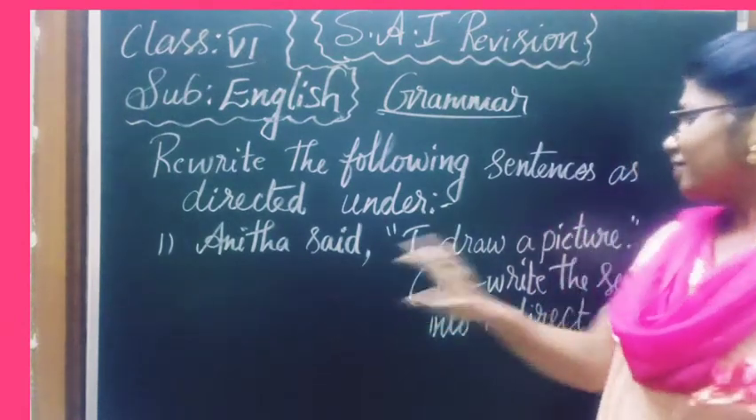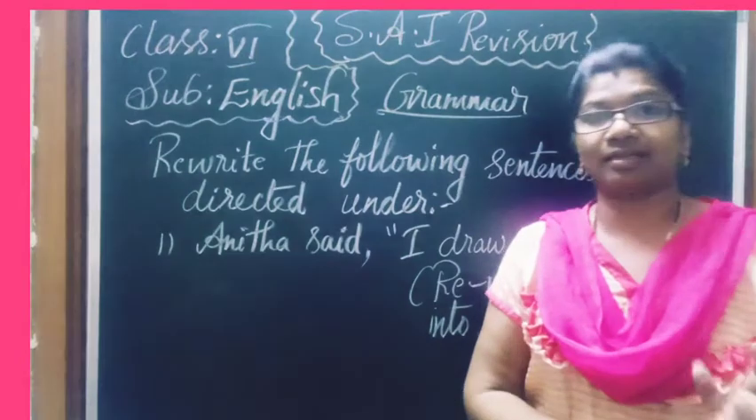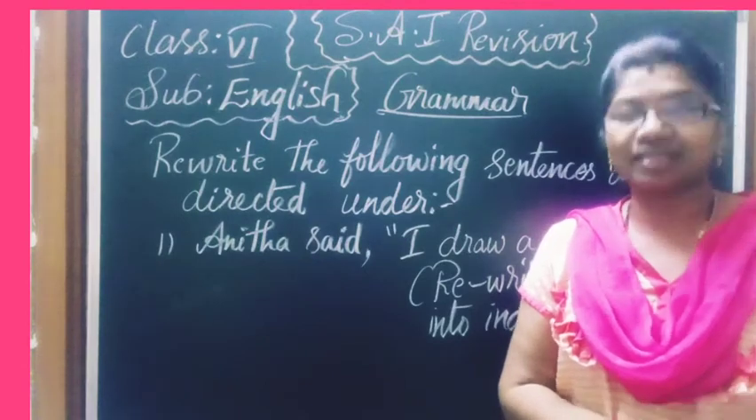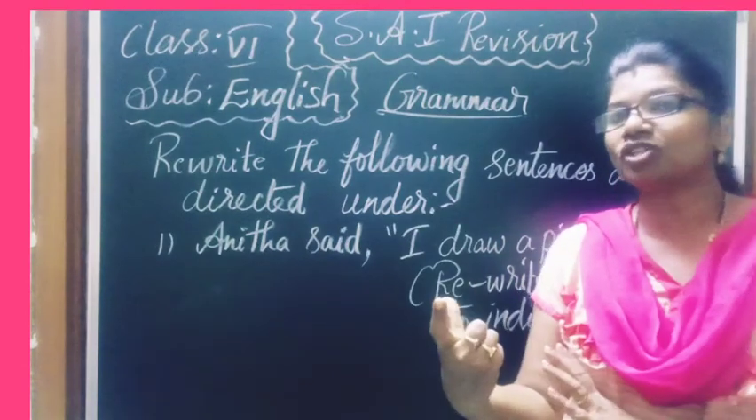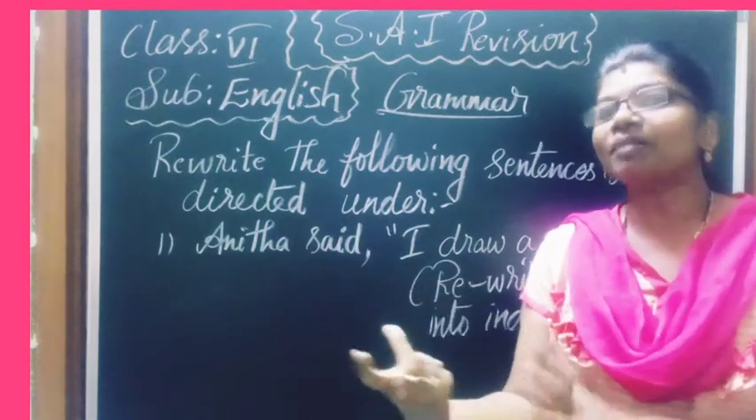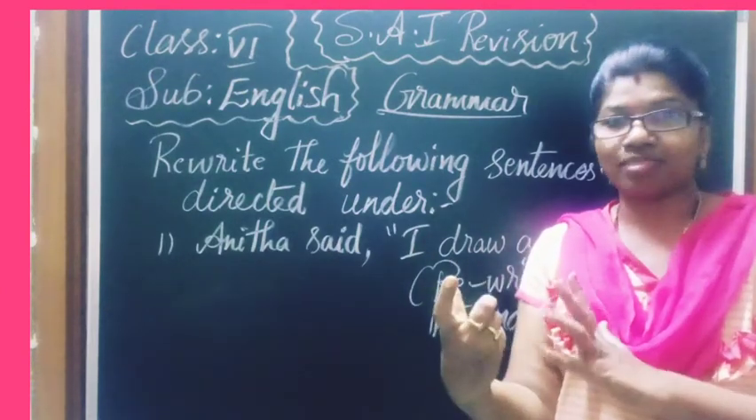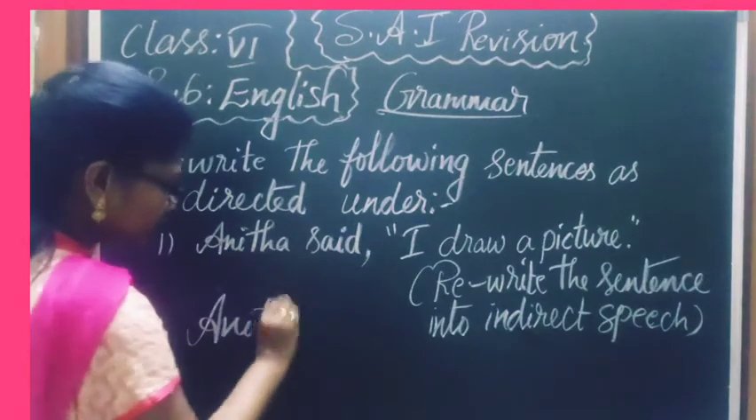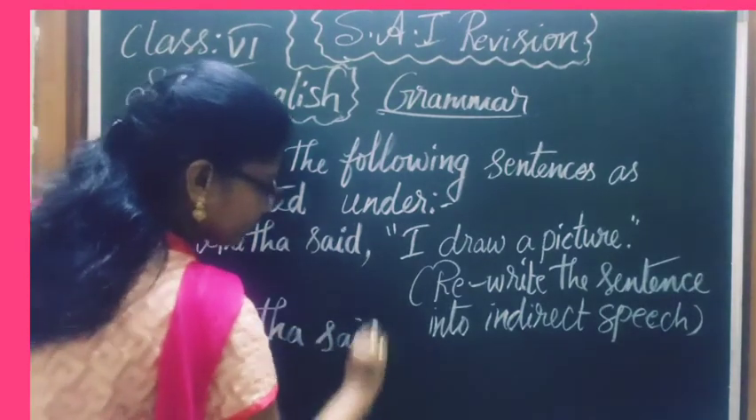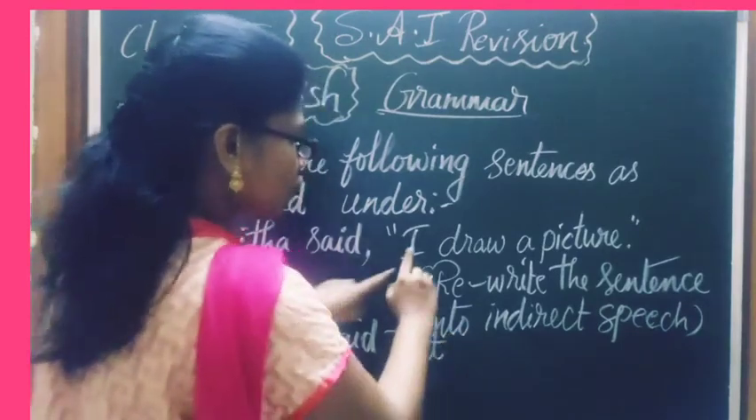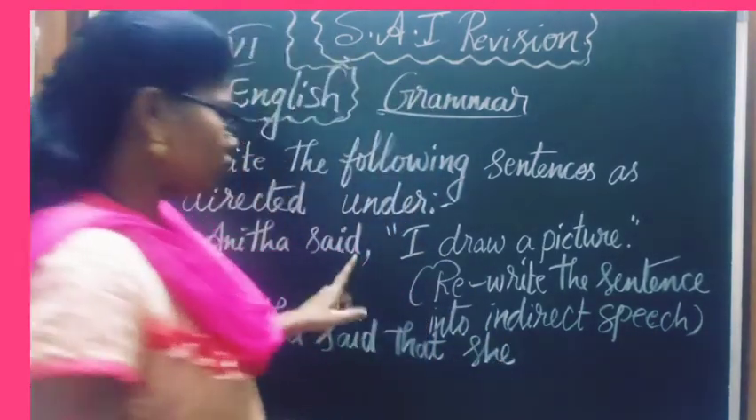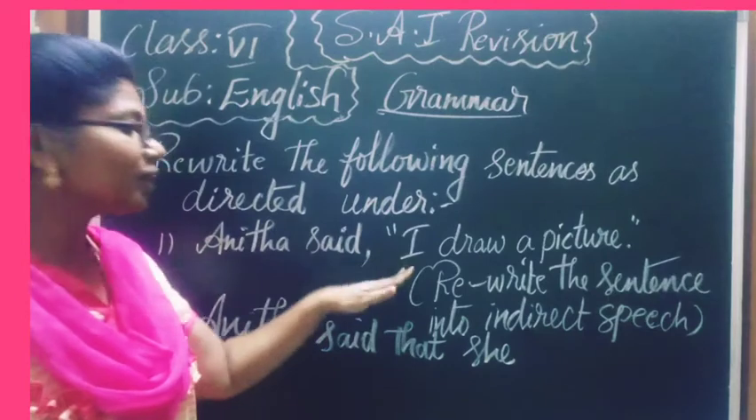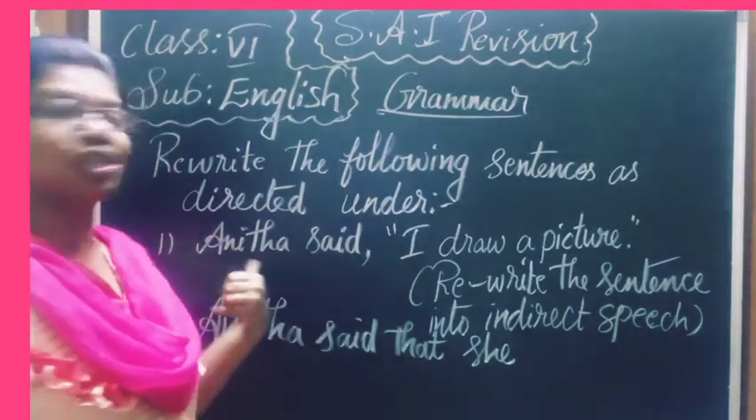She. Okay. Then you have to see the tense of the sentence. If in the direct speech you find the present tense or simple present, then in indirect speech you need to change the verb into V2 form, that is past form. Now let's go with this one. Anita said that she. So we have removed the comma and we have removed the inverted commas, and then we have changed the pronoun I to she because it is Anita.